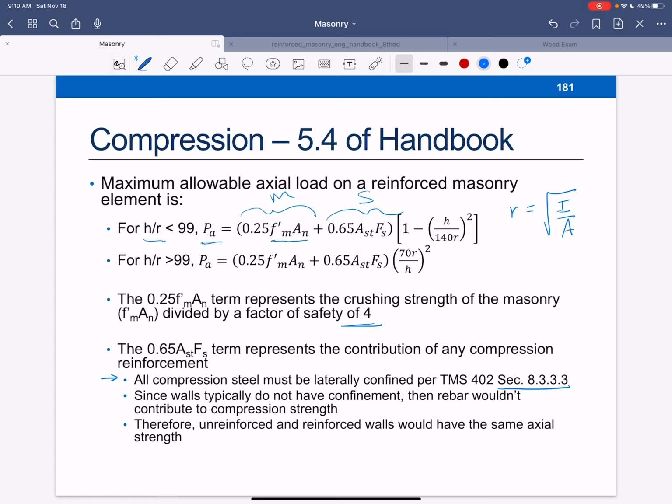But we're going to look at walls, and walls typically don't have that type of confinement. It's just a bar every couple feet or whatever, like we've been doing, and there's not confinement around that steel. Because of that, I can't count that rebar for compressive strength. Those rebar are in there for the flexural piece, the tensile piece. So when I do a wall, I only use the masonry piece of those equations, which means that whether I have an unreinforced or reinforced masonry wall, because there's no confinement, basically the strength is the same. The bar is only contributing when I'm looking at flexure.